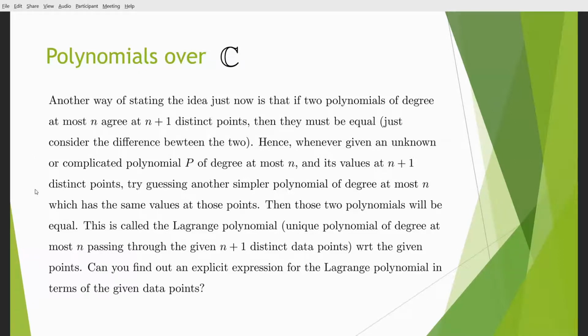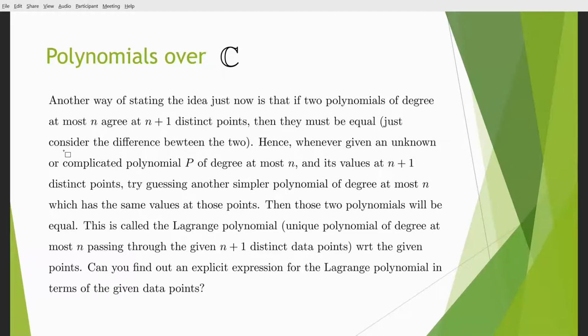Don't worry. So what I was saying was, if P and Q are two polynomials of degree at most n whose values at n plus 1 distinct points are equal, if you consider P(x) minus Q(x), then its degree is also at most n. But since P(x) is equal to Q(x) for n plus 1 distinct values of x, it means that P minus Q has at least n plus 1 distinct roots. Then by our previous argument, P minus Q has to be the identically zero polynomial. That is, P(x) has to be identically equal to Q(x). Now this idea is very useful sometimes.